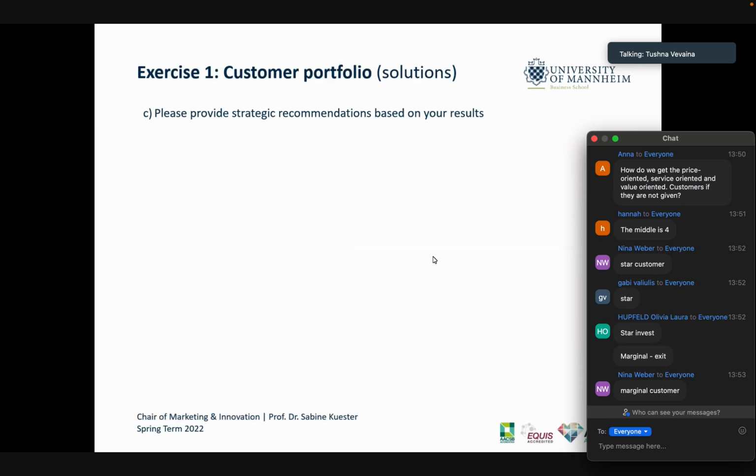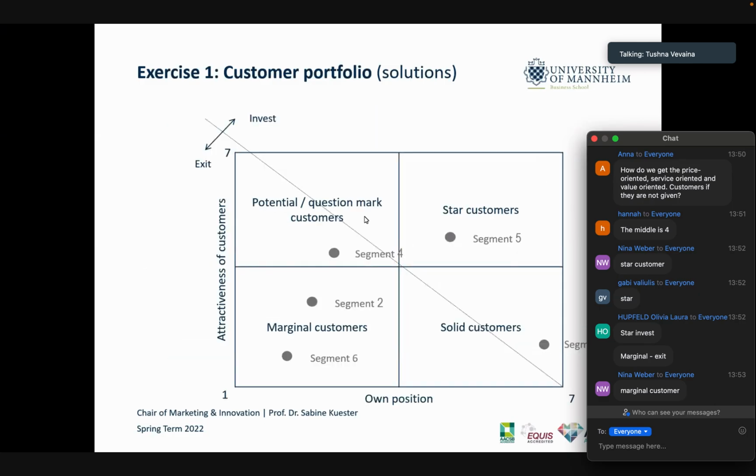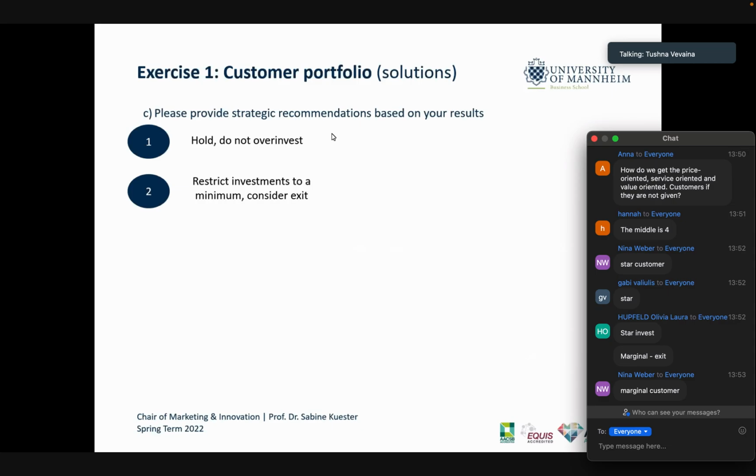And we plotted all of this, and then we are asked to provide strategic recommendations based on the results that we have. Does anyone have an idea what kind of a recommendation you would give for each customer segment? Let's go with customer segment 1, where we've plotted them as solid customers. Anyone? Okay. Then I'm going to show you all the solution.